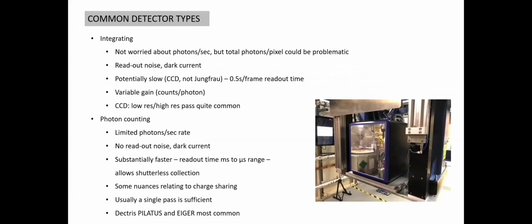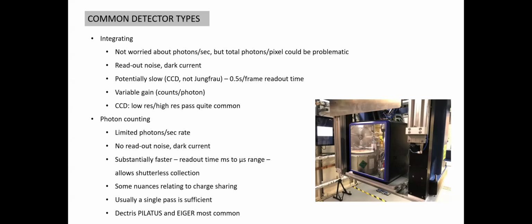In the past, CCD was basically, let's say, 20th century. Now we are talking about photon counting pixel array detectors. They don't have readout noise or dark current. They're substantially faster than these detectors.